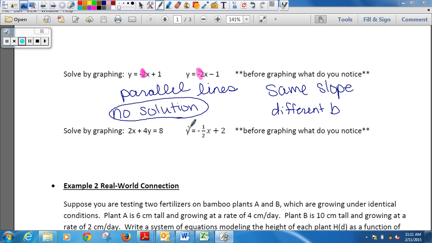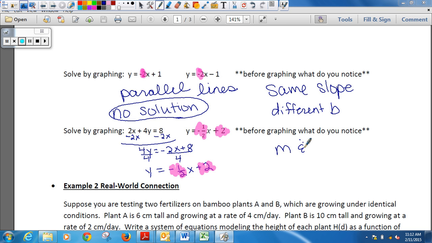Our next one says, again, we need to have y by itself each time. So I need to rewrite this first equation and get y by itself. I'm going to subtract 2x on both sides, and I end up with 4y equals negative 2x plus 8. I'm going to divide by 4, and I get y equals negative 1/2 x plus 2. Again, it's asking us, what do you notice? I notice their slopes are the same, and this time, the b is also the same. So m and b are the same in each.